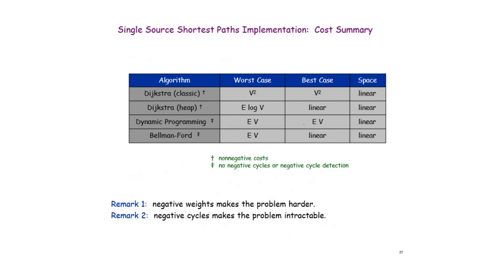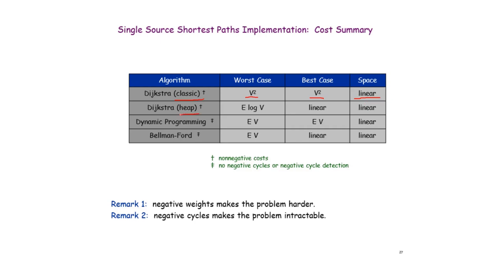Here is a comparison of our algorithms. Dijkstra's algorithm was initially used with arrays to keep track of the values. The classic Dijkstra's algorithm has a worst case time complexity of V squared, and the best case is also V squared. The space it takes is linear. For example, if we have V vertices, then we use V units of memory space.